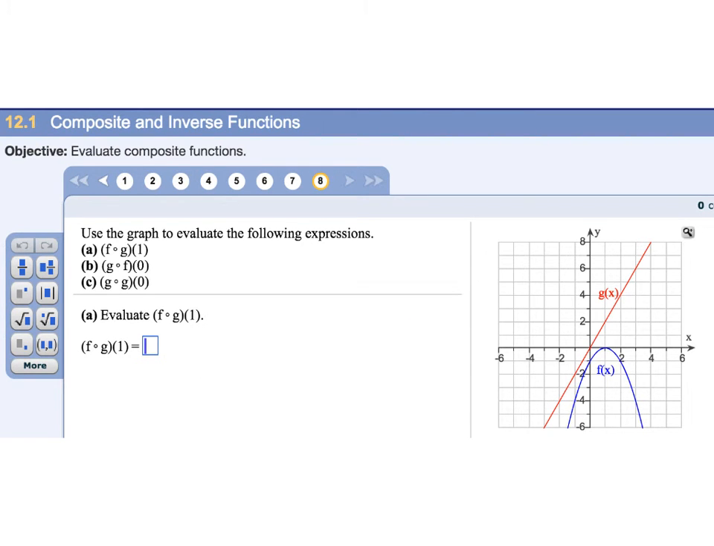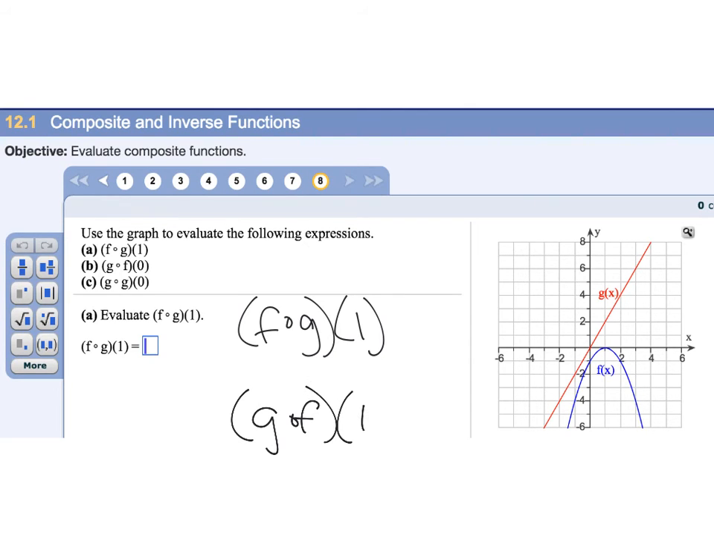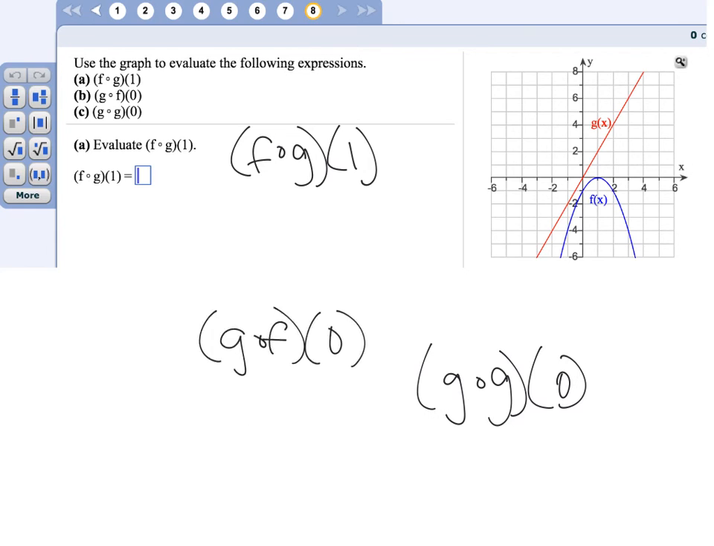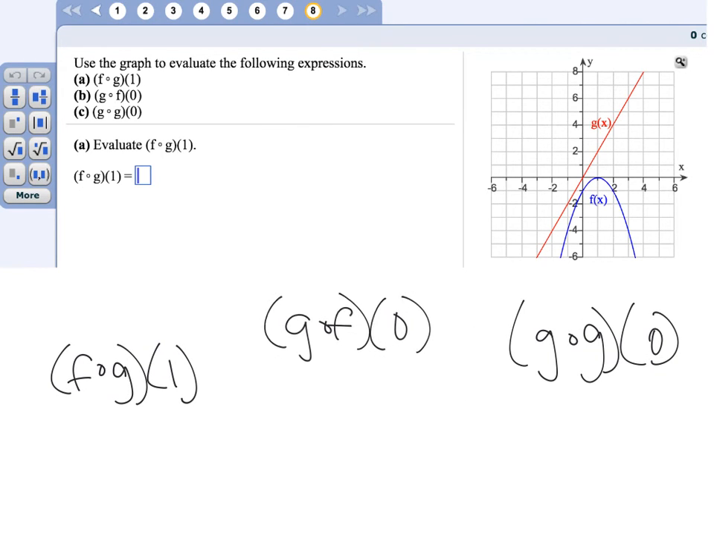This is the exact same thing as the tables, only instead of looking at a table, we're going to look at a graph to get the same kind of information. We're going to start with f of g of 1, then g of f of 0, and lastly g of g of 0. So let's move these around and figure out how to do this.